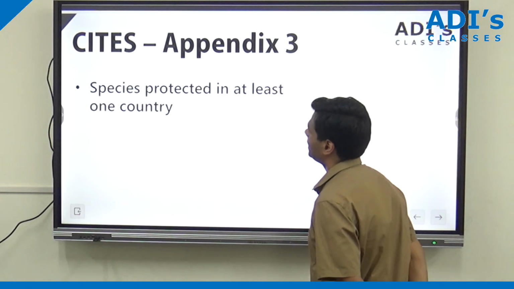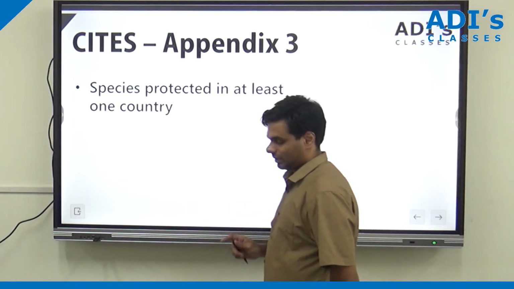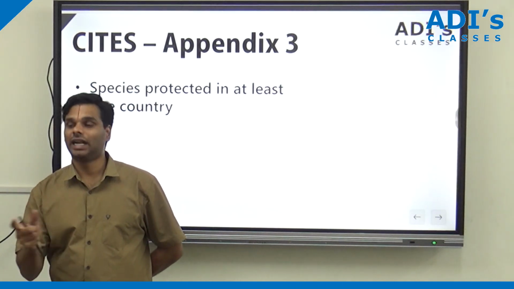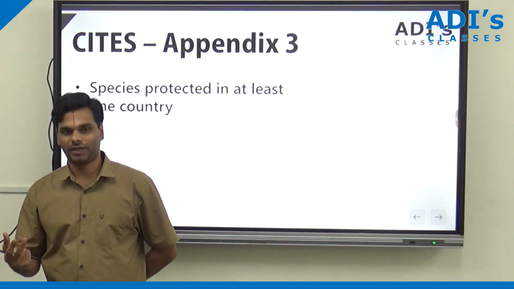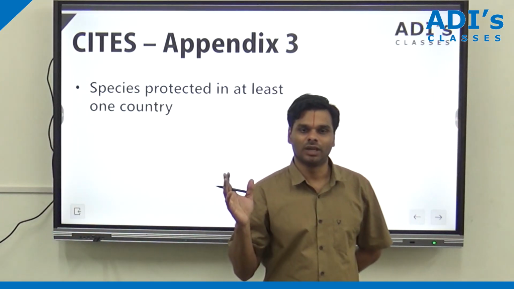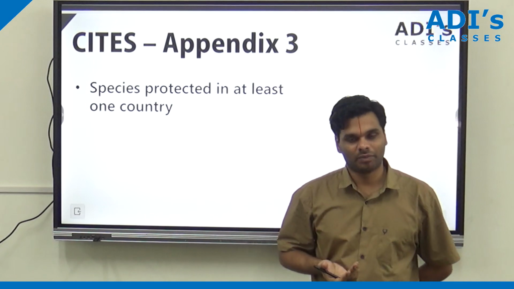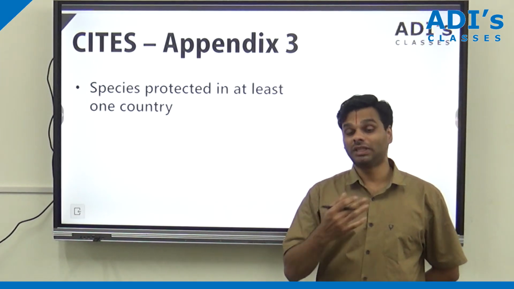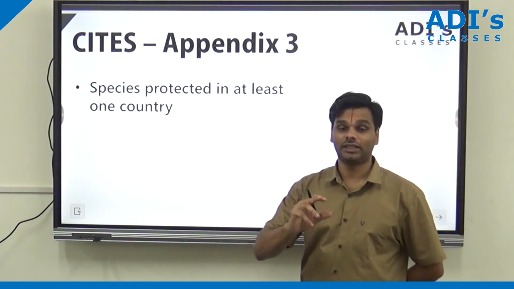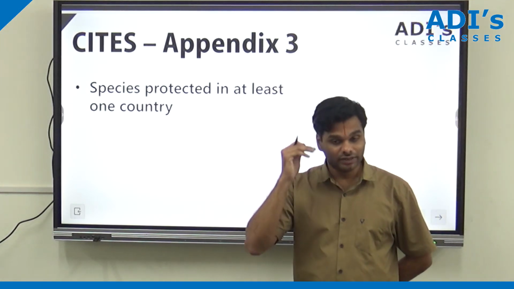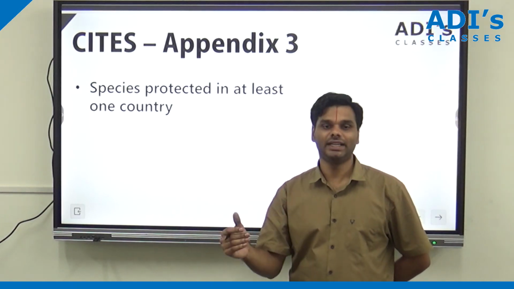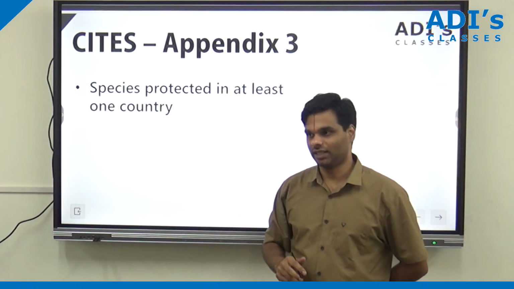Okay, CITES appendix 3. This has all the species that are protected at least in one country. For example, in India you may have one species that is there in abundance, but that species may not be there in abundance in some other country. So some other country may place it in their endangered list or in their protected list. So even those species are protected under CITES, but they are placed in appendix 3.